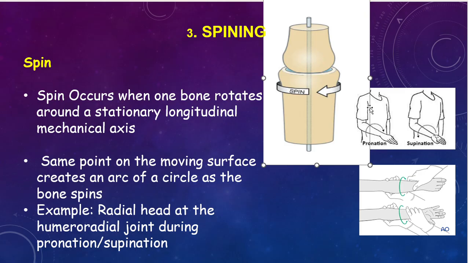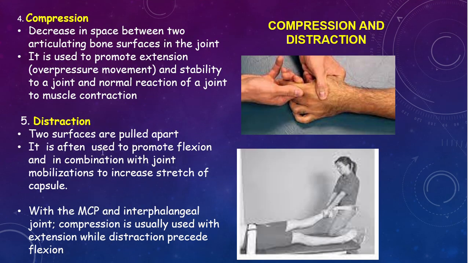And that's what we have in pronation and supination. What do we have in pronation and supination? There's a longitudinal axis down the humerus, and the head of radius rotates clockwise about that longitudinal axis to make pronation, and it rotates anti-clockwise about that longitudinal axis to make supination. All right? Then the last two of the arthrokinematics are compression and distraction.